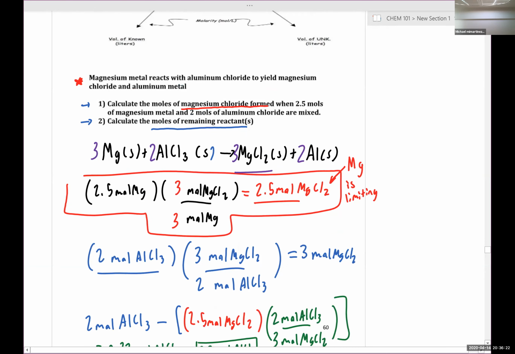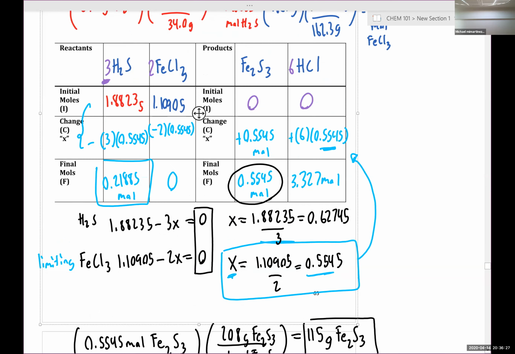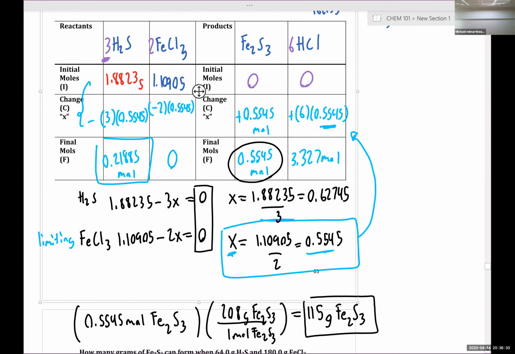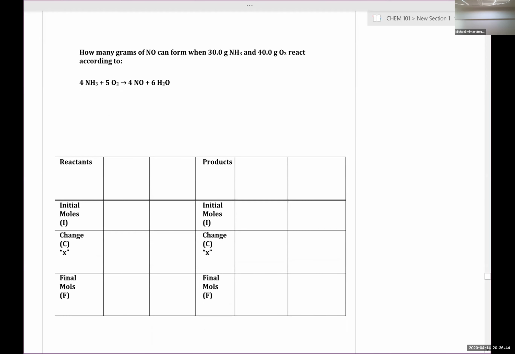Oops, let's zoom down. Any questions before I let you loose on your own problem? Since I don't see any other questions, let's now work on our own problem. So I'd like you to tell me, given the following balanced equation, how many grams of nitrogen monoxide can form when 30 grams of ammonia and 40 grams of oxygen react.